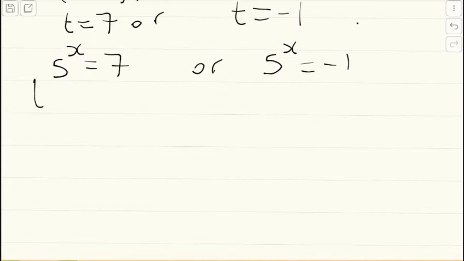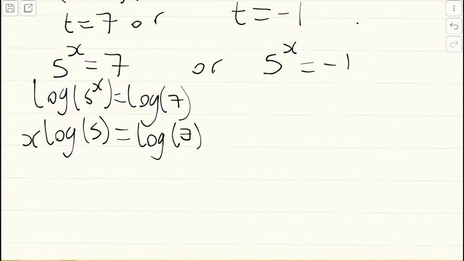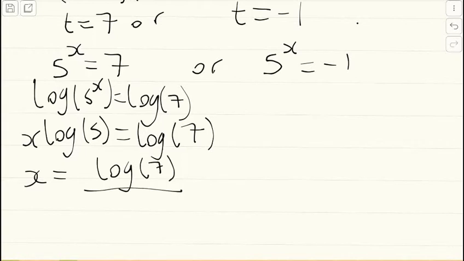I have log of 5 to the x equals log of 7. x log 5, using our log law, is equal to log of 7. And then x is equal to log of 7 over log of 5. And in our calculators, to three significant figures, that is going to be 1.21.